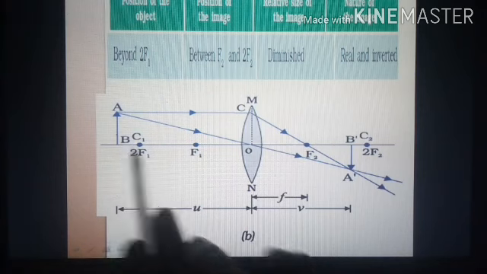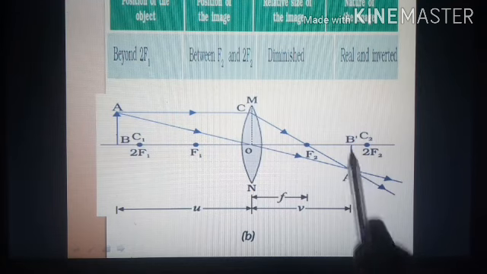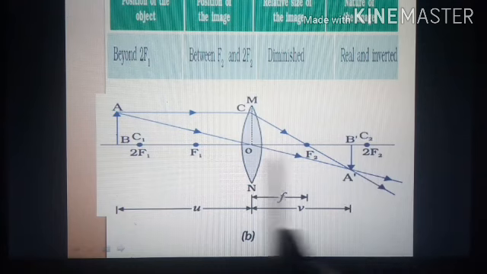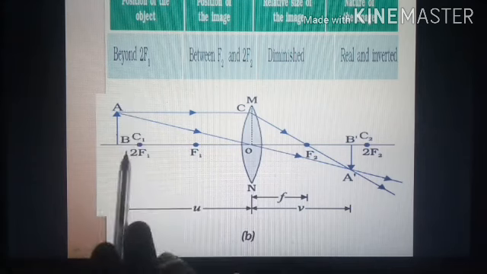So AB is the object, A dash B dash is the image. So the image is inverted and it is real. Real means it can be viewed on the screen. So we can obtain the ray diagram when the object is placed beyond the 2f1.